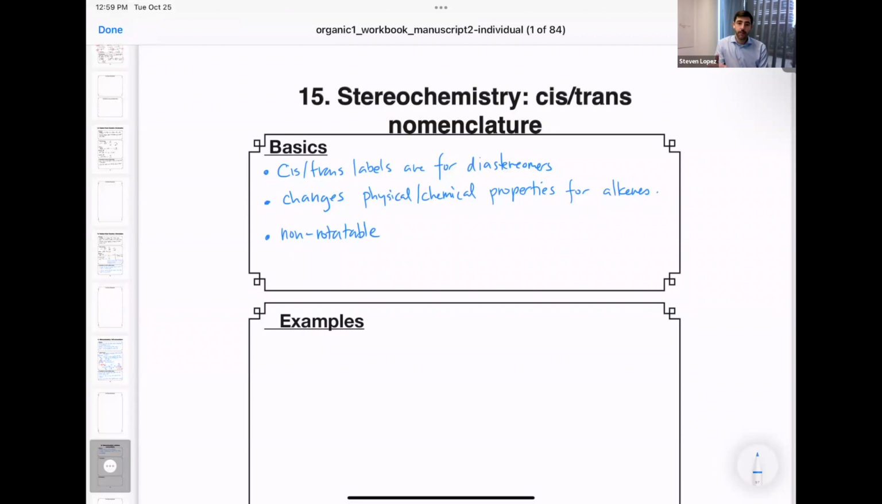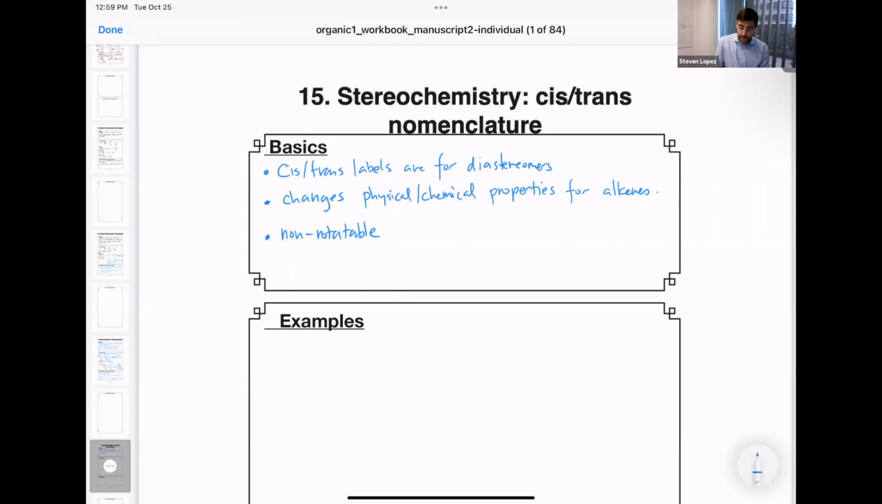Remember also that you can't rotate around this carbon-carbon pi bond because the stabilization energy of a pi bond exceeds the amount of energy that would be required, even when heating this compound to very high temperatures, to allow it to rotate to be cis or trans. The only way to access a trans stereoisomer from a cis stereoisomer is to irradiate the compound with light.